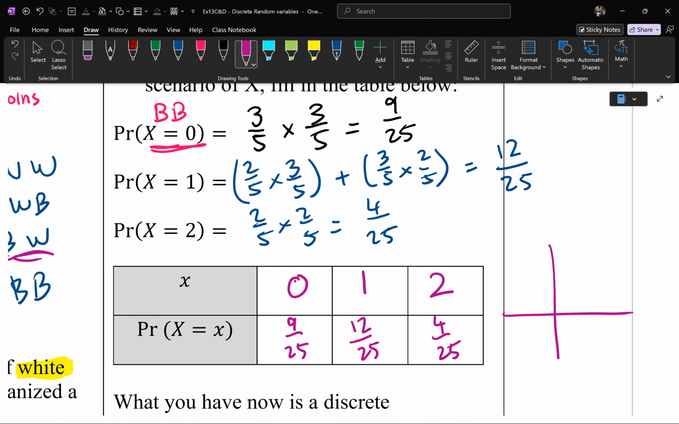Well, this case is discrete because the data you're working with is countable. How many whites do you get? You get 1, 2, 3. You don't get 2.2 of a white coin. You get exactly the value. Okay, so that's called discrete.